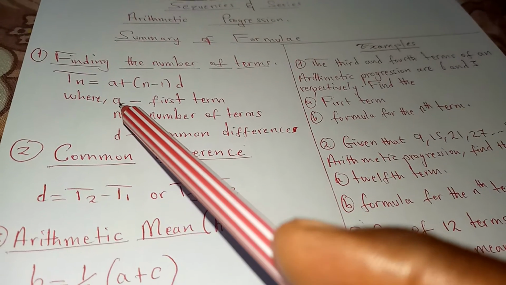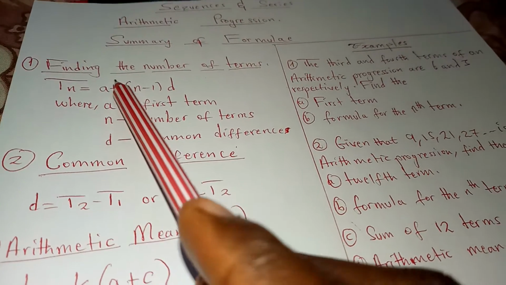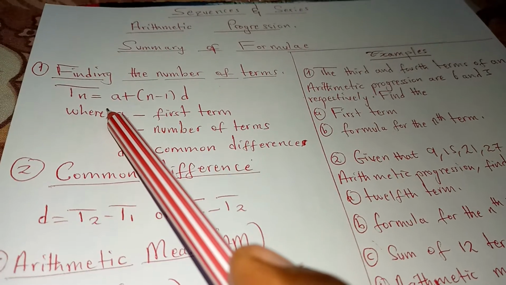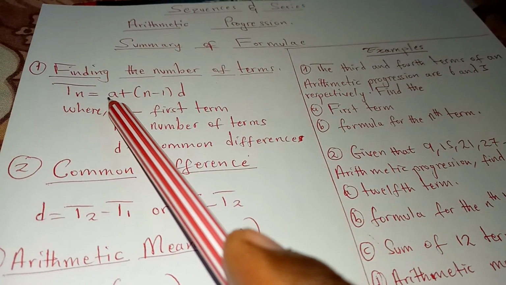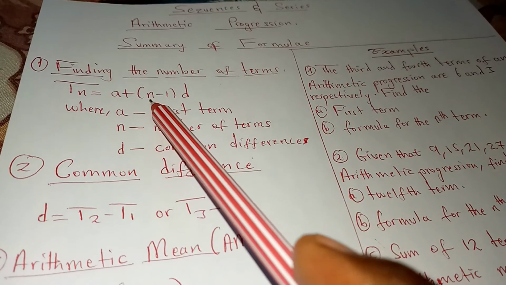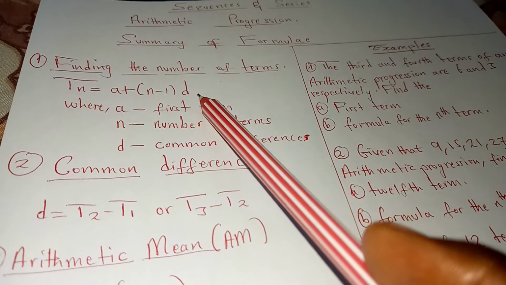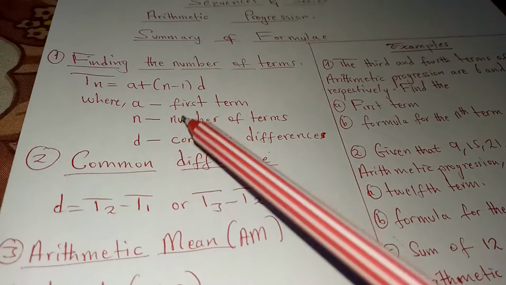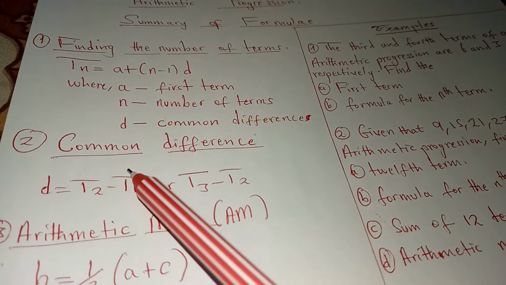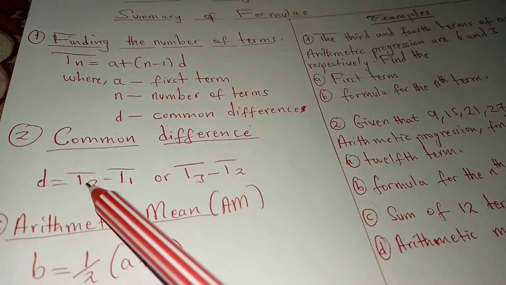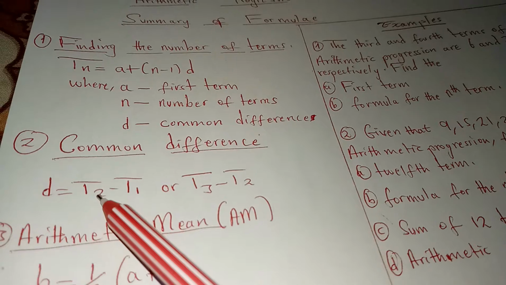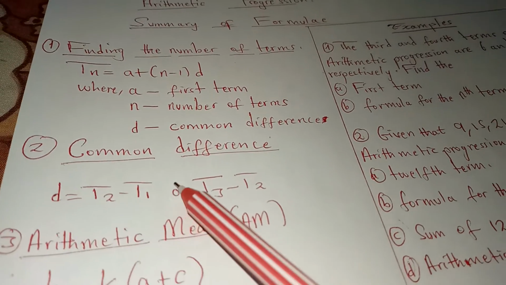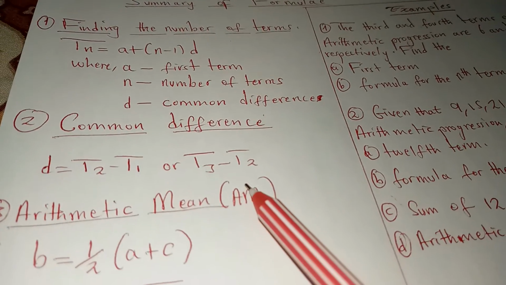So here are the formulas. The first formula is for finding the number of terms. You use this formula where the nth term is equal to the first term plus n minus 1 multiplied by d, the common difference. So a is the first term, n the number of terms, d the common difference. Then we have the formula for finding the common difference: the second term minus the first term, or the third term minus the second term.